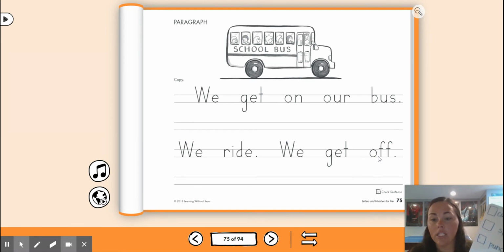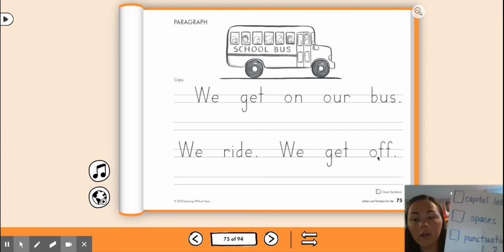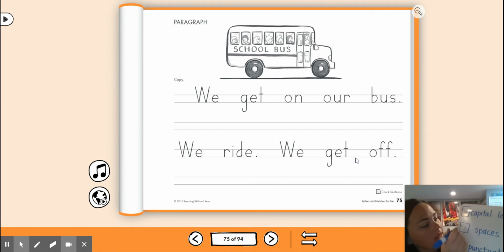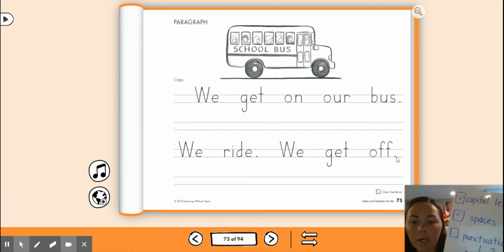Okay, so let's check our sentence and see if we have all the components of a good sentence. So we have at the beginning, do we have a capital letter here? Yes, we do. Check. Let's see, spaces. We, space, get, space, off. So is there spaces between these three words? Yep. So we're going to give it a check. And at the very end, do we have punctuation? We do. We have a period because it's just a simple sentence or a simple statement.